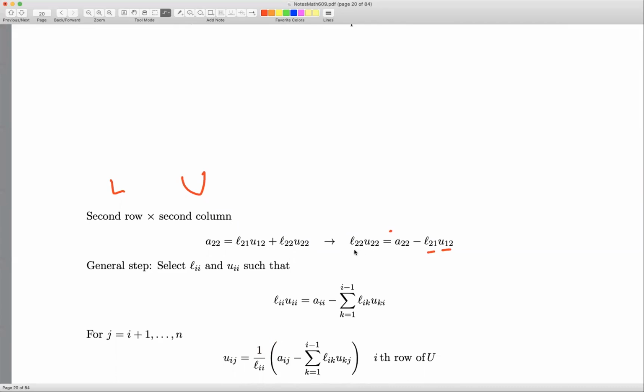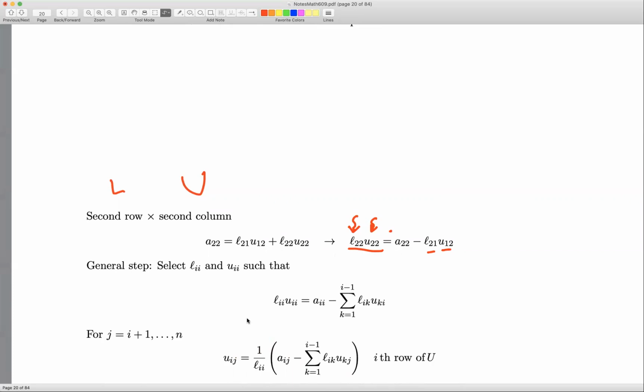Now again, here you see that this is not uniquely determining L22 and U22, it determines their product, but we can distribute it between the quantities L22 and U22. We can either enforce this to be 1, or we can enforce this to be 1, or we can do any distribution of the value of the product depending on what we are interested in.